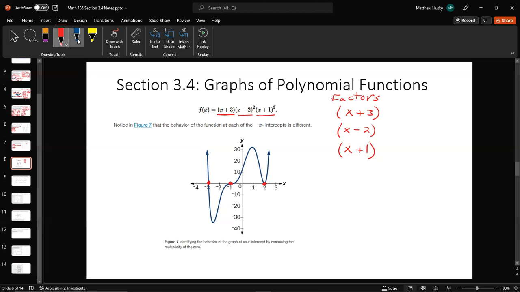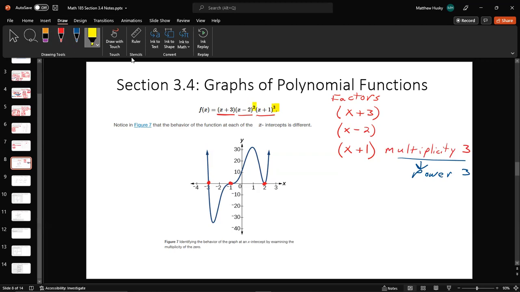Now I've kind of ignored the powers for right now. The power of this one, the x plus 1, is a power of 3. And the term for that is called a multiplicity. Multiplicity 3. All that refers to is the power that's attached to that chunk of parentheses. So when it says multiplicity, that's basically another way of saying it's got the power of 3.